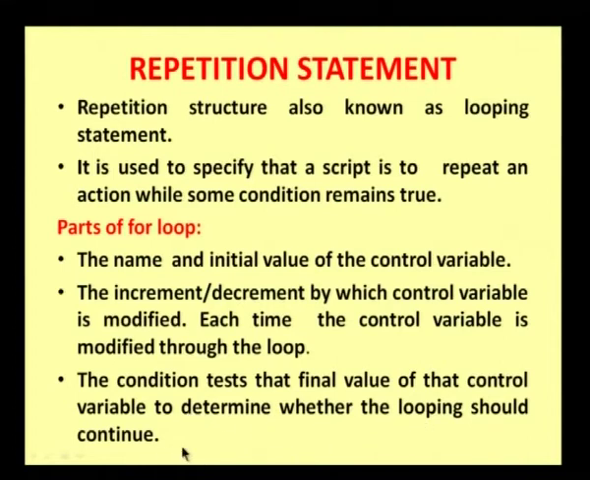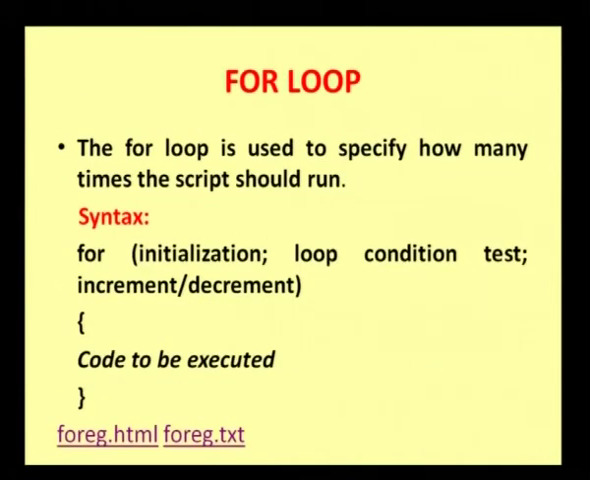So when the final value is reached, the control comes out of the loop. So what constitutes the for loop? The for loop is used to specify how many times the script should run.